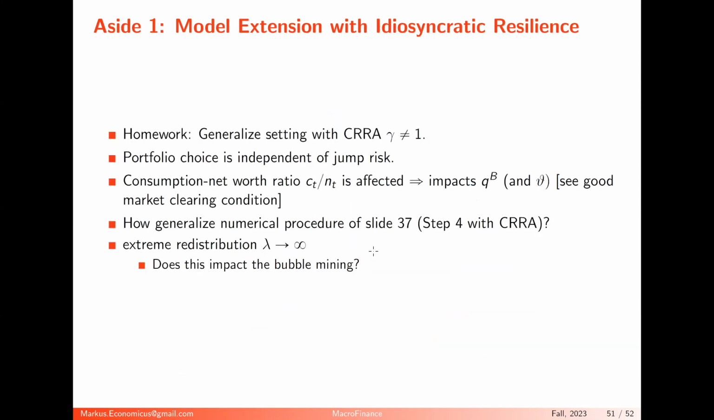Now, this is done for log utility. Your homework is to think about how it would work for constant relative risk aversion. Okay, how would it be more complicated? And I gave you some hints here, but you can play around with that.